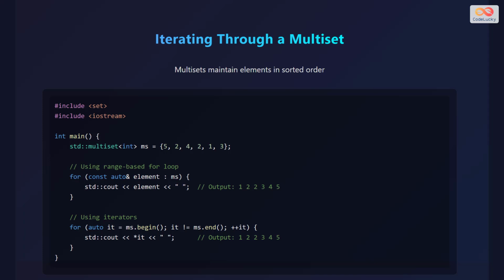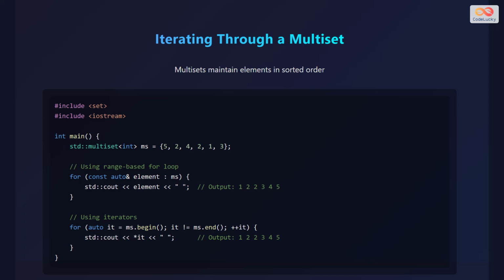Multisets maintain their elements in sorted order, making it easy to iterate through them. Let's explore 2 common ways to iterate through a multiset. Here is a code example. First, we include the set and iostream headers. We then create a multiset named ms and initialize it with some values. The first method is using a range-based for loop, which provides a clean and simple way to iterate through each element in the multiset. Each element is accessed directly in the loop.